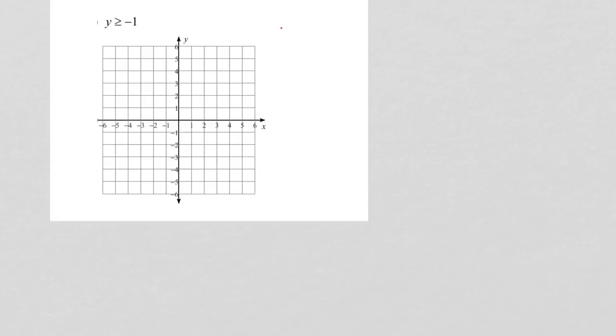Okay, so here we have another example. y is greater than or equal to negative 1. Well, again, we want to do our boundary line, which means we are going to try and graph the line y equals negative 1, or at least find the location and direction.